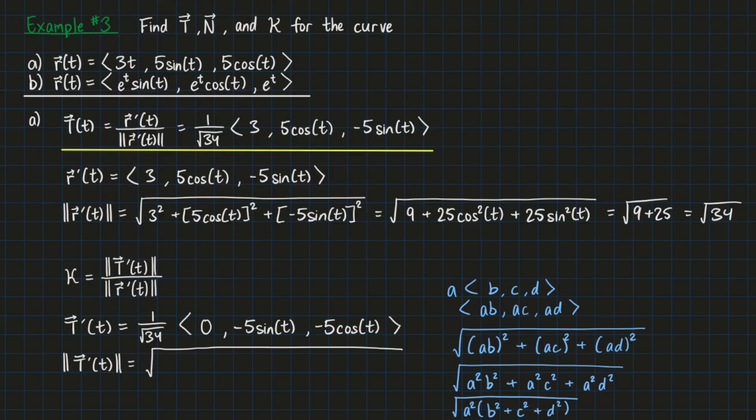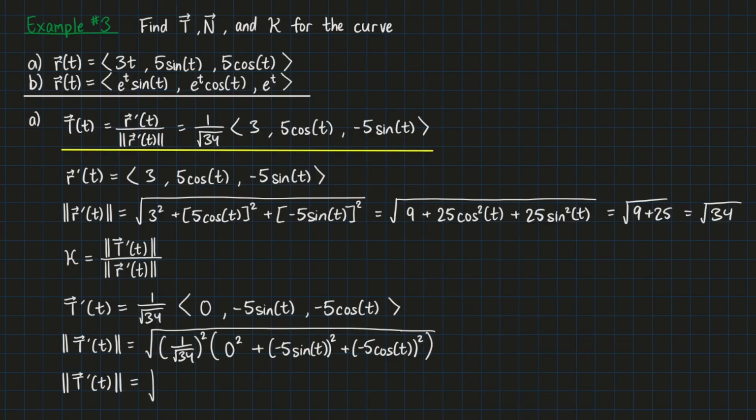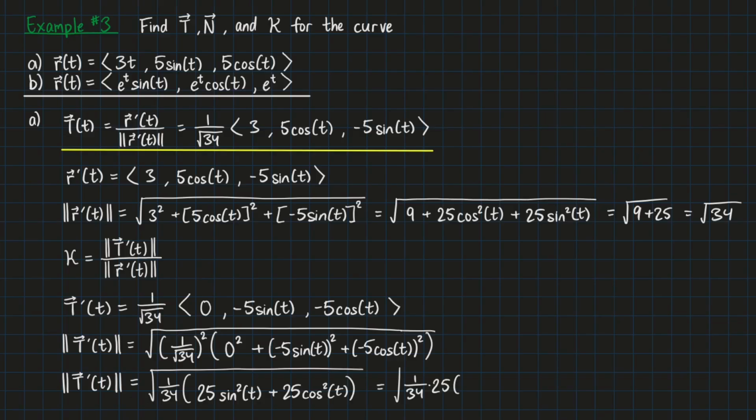So taking the magnitude of T prime, like with A, the 1 over rad 34 gets squared, and then we multiply this to the sum of each component squared. 1 over rad 34 squared is 1 over 34, and then we have 25 sine squared plus 25 cosine squared. And then we can factor out the 25s, and in the parentheses we should be left with sine squared of t plus cosine squared of t. That is a 1. So we'll have square root of 25 over 34.